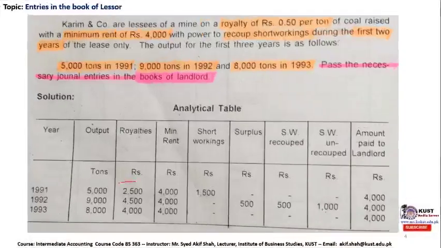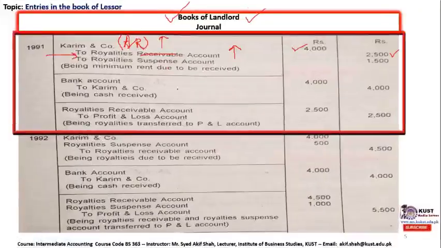We can go back to the first year. We can see that the royalty fee was 2500 and the short working was 1500. So we have to mention each value clearly in the journal entry. We have done the same. The second entry is related to the royalty suspense account.